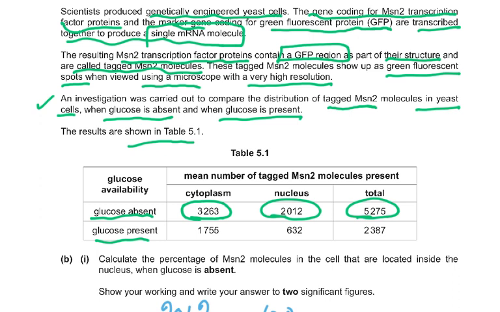Now, when the glucose is present, you have 1755 mean number of tagged MSN2 molecules in the nucleus and 632, and this is 2387. So look at the difference. Glucose absent 5275, glucose present 2387. In the nucleus we have 2012, then we have 632 and 3263 and 1755. So just look at the trend. Is it more, is it less? And then start to figure out the question.